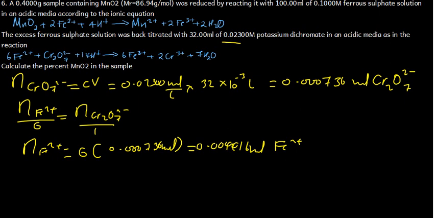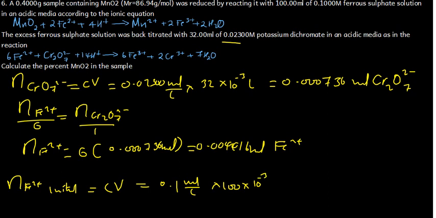Let's determine how many moles of iron 2 plus were present initially. So number of moles of iron 2 plus present initially is going to be given by concentration times volume, and that is coming from there. We are already given the concentration as 0.1 mole per liter, and then multiply by the volume, which is 100 milliliters. Convert that to liters by multiplying by 10 to the power negative 3, and so that is going to give us 0.01 moles of iron 2 plus.